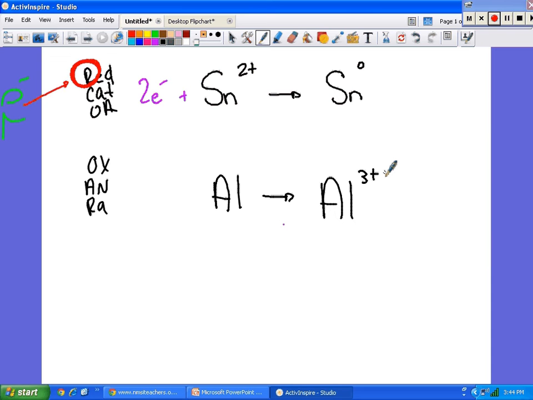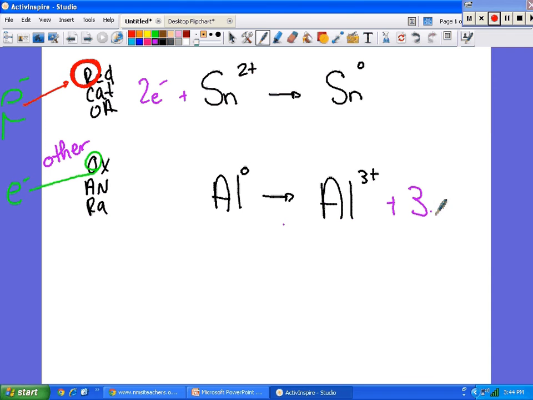Al to Al 3+. Now, I just said that the electrons in reduction go on the reactant side. Well, the electrons in an oxidation go on the other or opposite side. If it works, it works. And another way to look at it, if this was neutral, the only way to balance it is to put 3 electrons over here.